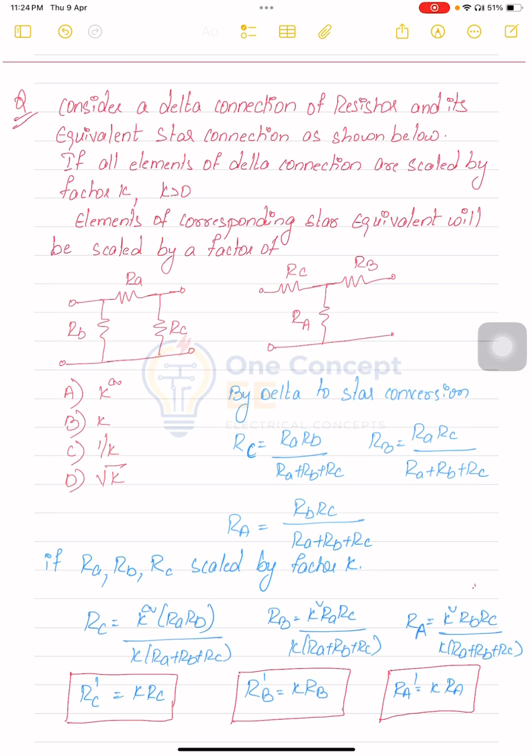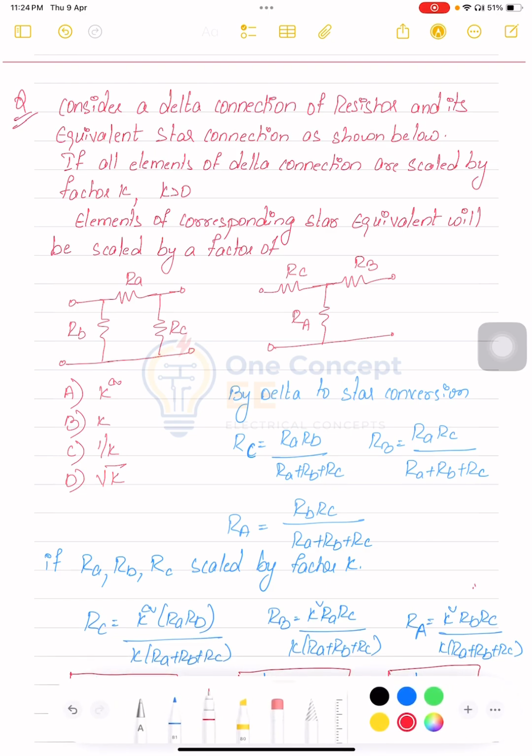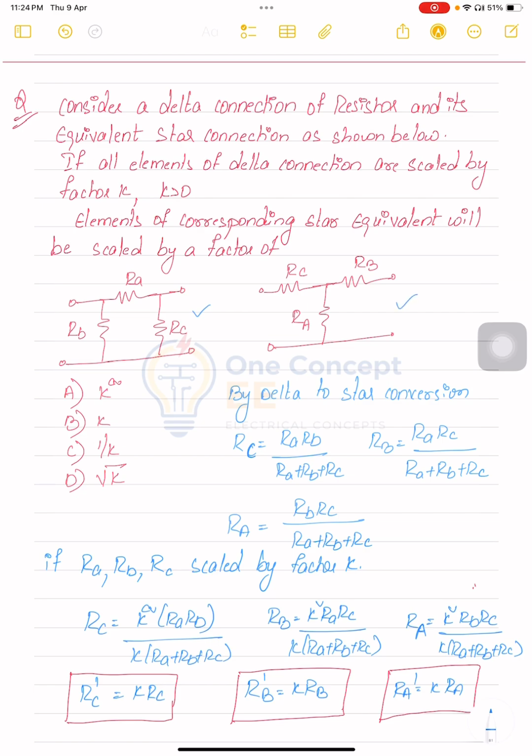Now we go through the question. Consider a delta connection of resistors and its equivalent star connection as shown below. This is the delta connection. This is the star connection. If all the elements in the delta connection are scaled by a factor k, if you multiply all the elements by the factor k, then the corresponding star equivalent will be scaled by what factor? If RC dash is scaled, how much factor do we need to multiply?